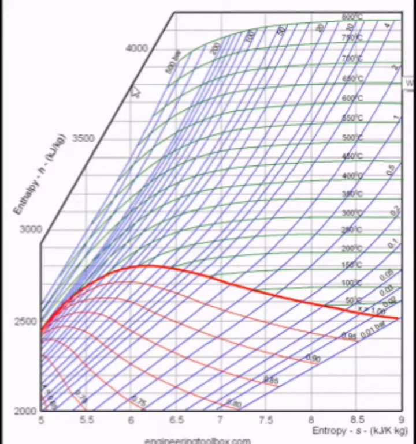It means that the enthalpy here will be 3000. This is 3500. So we have 3637, 3800. So the enthalpy will be 3800 kilojoules per kg. Then when we look down, this is the entropy. The entropy here will be about 6.7 or 6.75 approximately kilojoules per Kelvin kg.